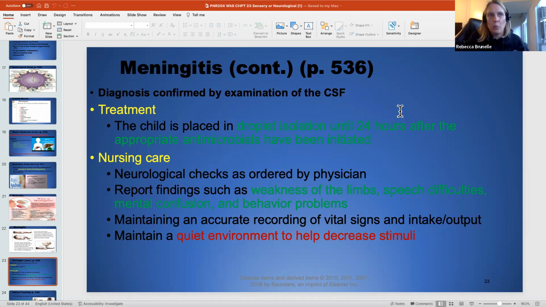So what do you think? How do you determine 100% yes, the child has meningitis? What test do you think you do? A blood test. Or a spinal? Oh, very good.